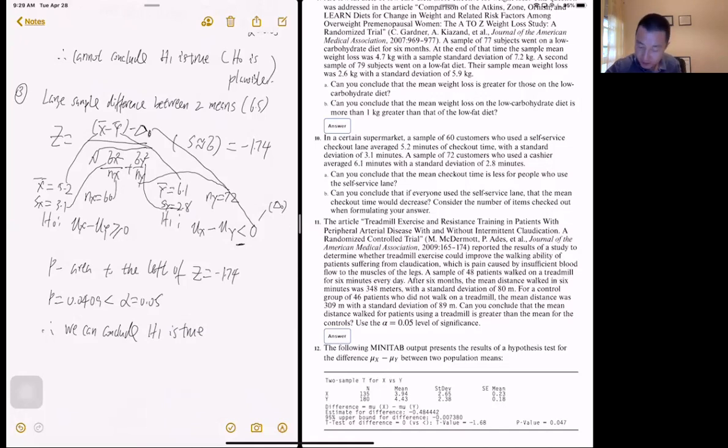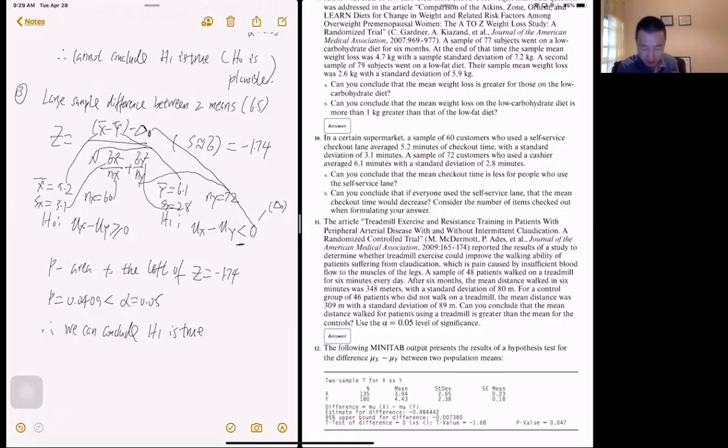All right, so we have another part for question number 10. Can you conclude that if everyone uses the self-service line, the mean checkout time will decrease? From the two samples, the average time for the self-service line is 5.2 minutes, which is less than the cashier's 6.1 minutes. But can we conclude that if everyone uses the self-service line, the mean checkout time will decrease? Actually, we cannot do that.